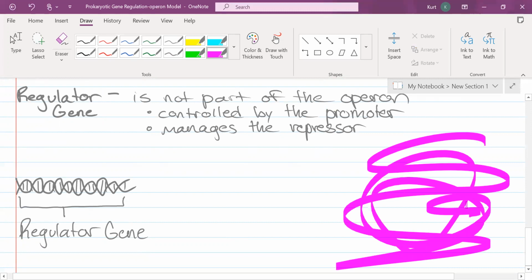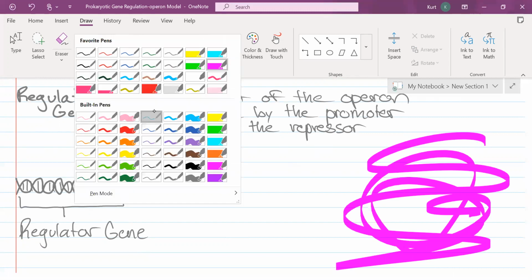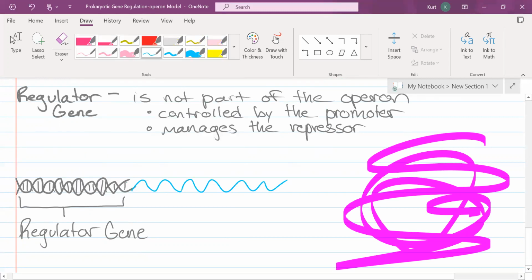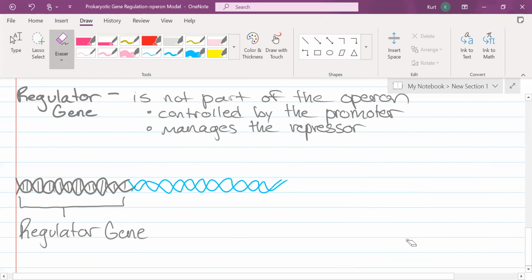So I'm just going to draw some DNA to fill this void between the regulator and the rest of the Operon. This blue DNA I'm drawing is absolute nothing. It's just a space filler. That's all. You don't need to label it. What I'm trying to demonstrate is that the regulator, by definition, is not part of the Operon. Everything else that I'm going to put over here on the right will be the Operon.